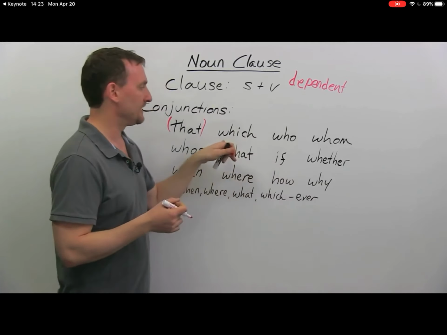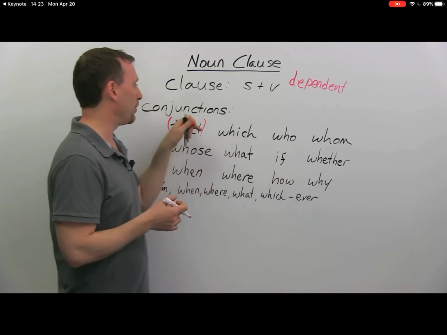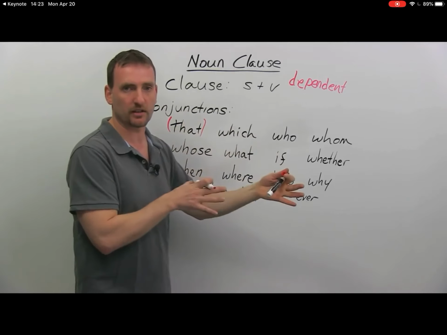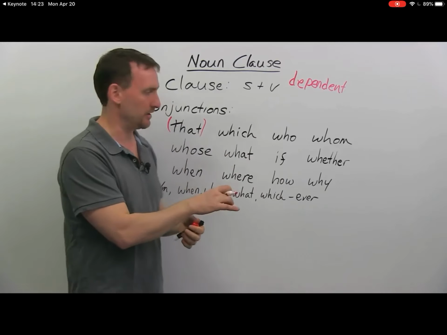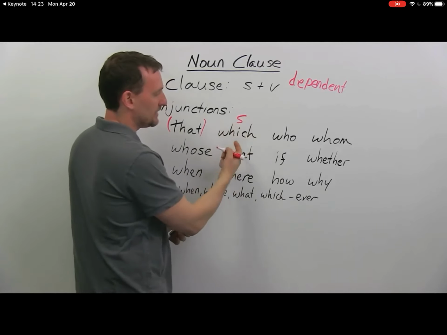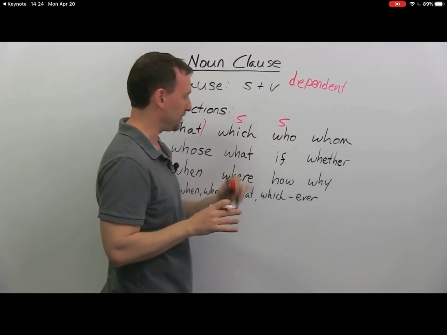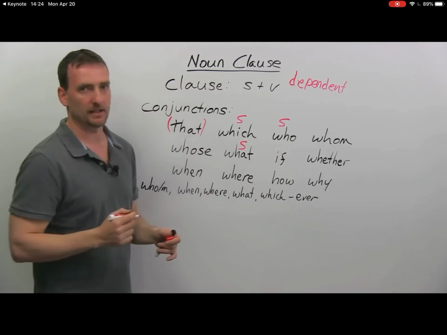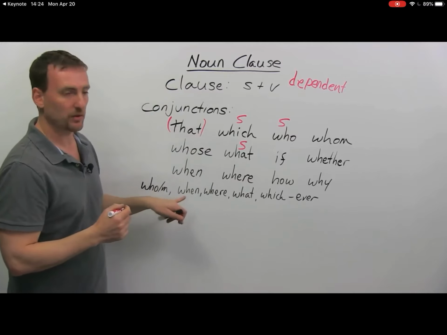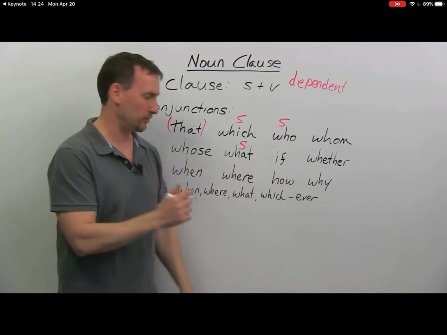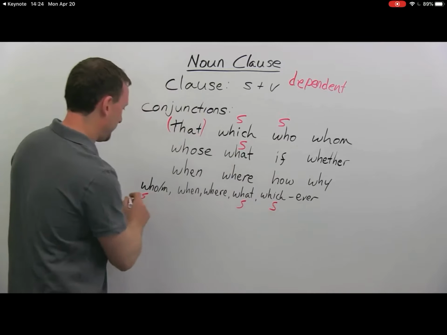Another thing to remember is that only some of these can be both the conjunction, the thing that starts the clause, and the subject of the clause. So for example, which can be the subject, who can be the subject, whom is always an object, never a subject, and what can be the subject. Who, whoever, whatever, whichever can also be subjects. So I'm going to put an S for these, okay?